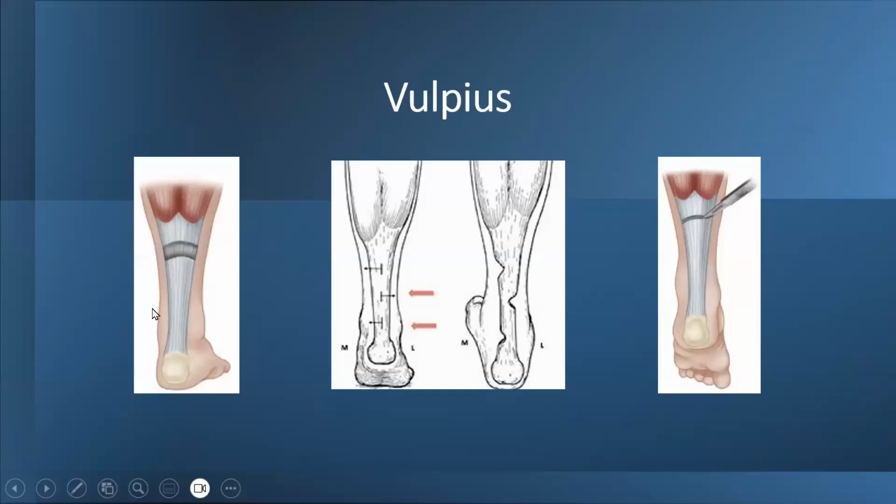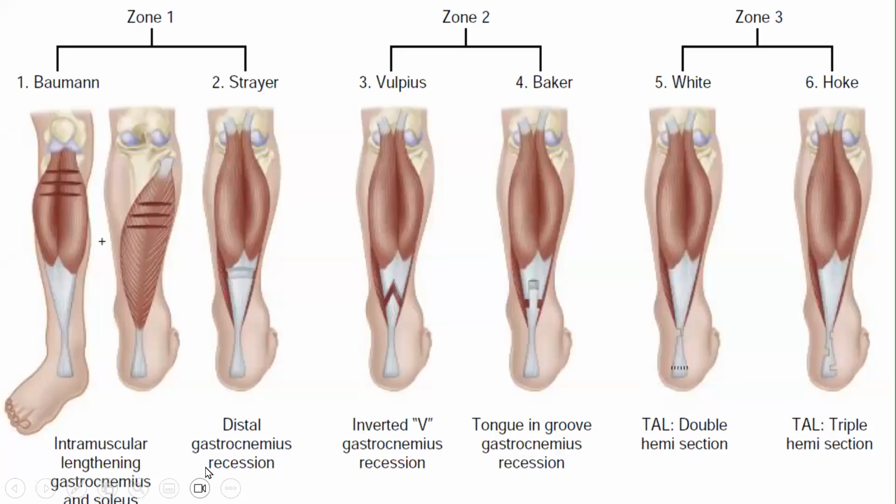This is the Vulpius technique, where we just release the fascia and we stretch. The advantage of this technique is that you can control the amount of lengthening. You will not provoke a calcaneal deformity. You just lengthen the required amount. These are the various techniques used.